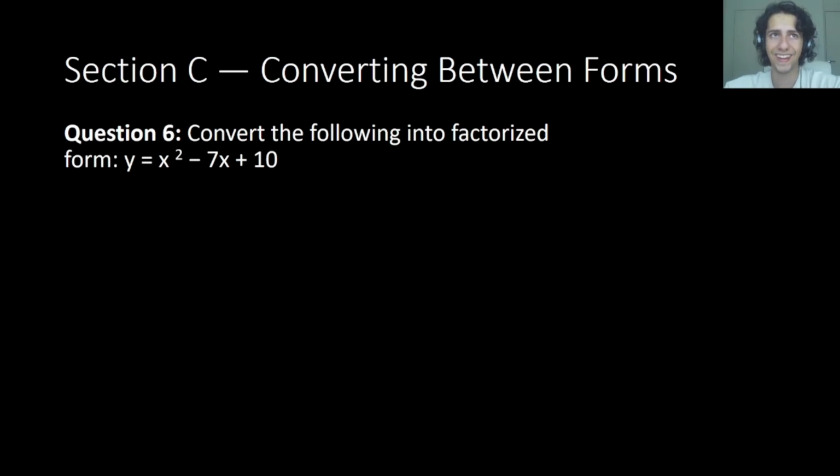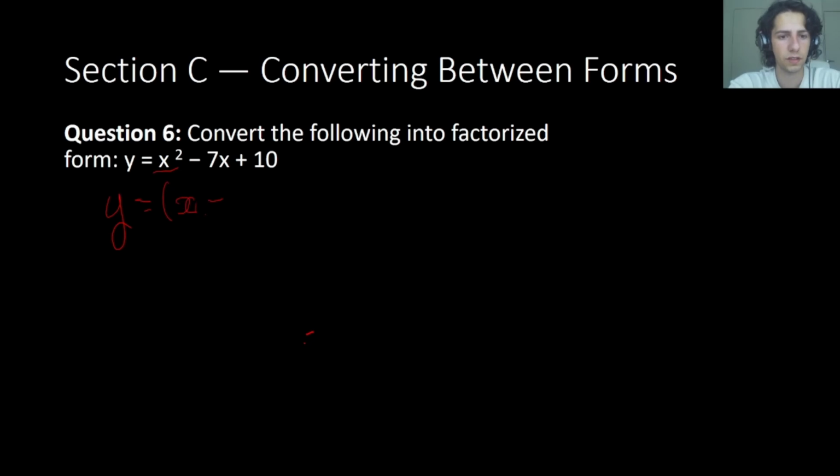Convert the following into a factorized form. Y equals x squared minus 7x plus 10. Now, to convert it into factorized form, which, remember, is going to be something like this, we can assume, by the way, that there's going to be no coefficient out front in this factorized form because there is none here. So I will write the factorized form now without an a coefficient.